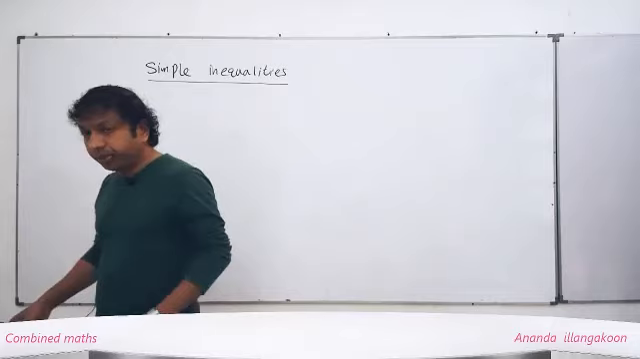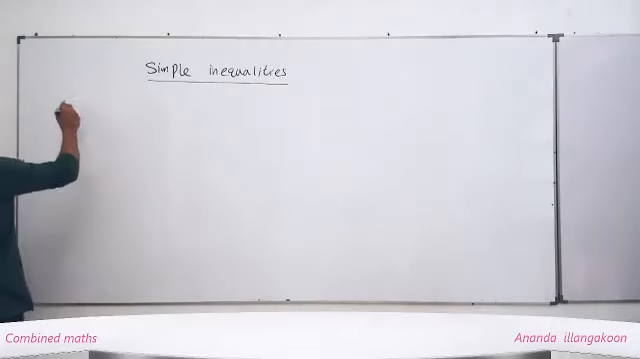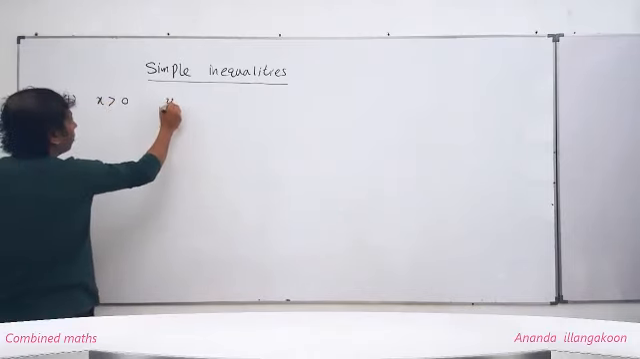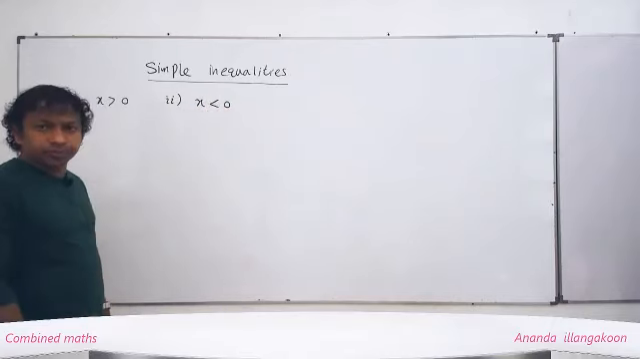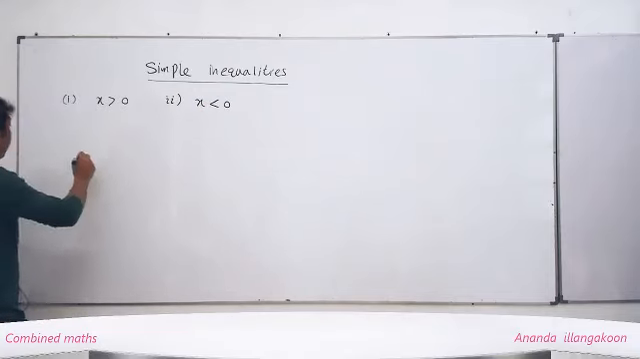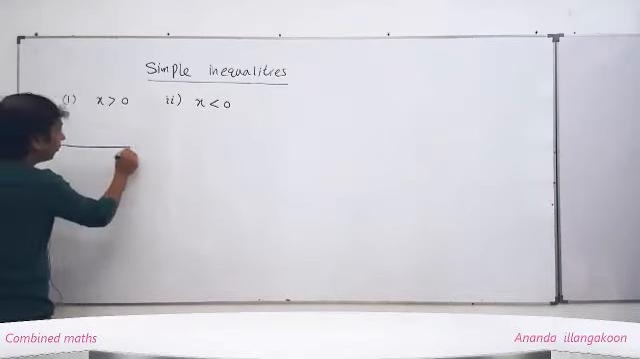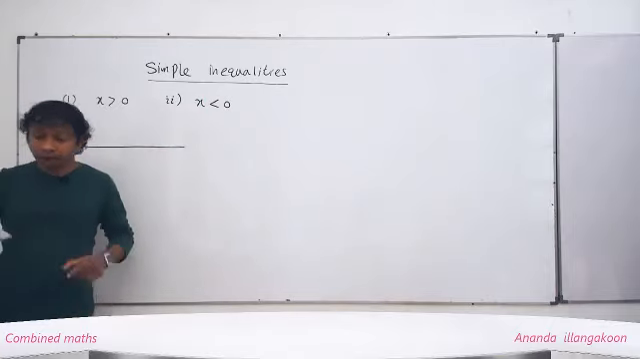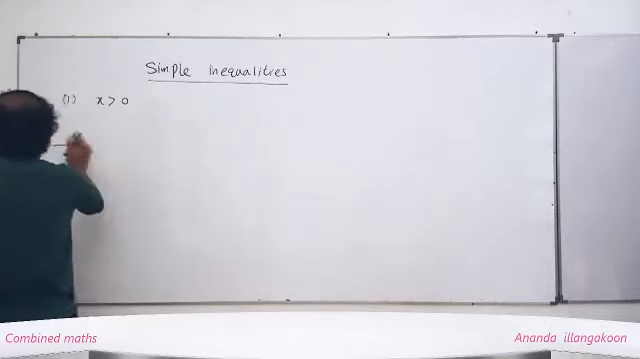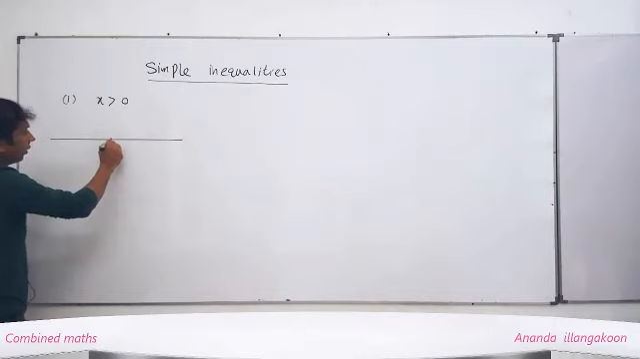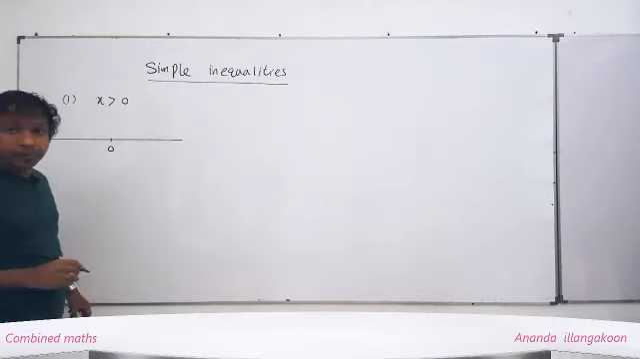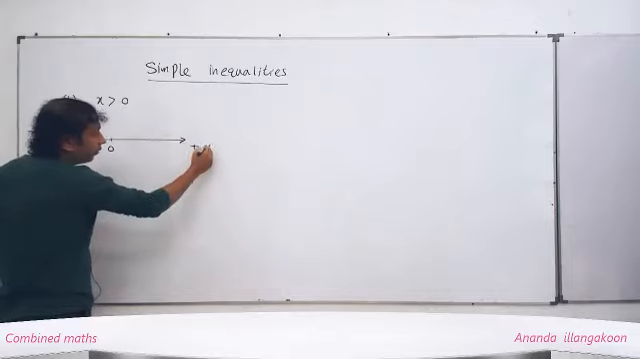Right, people, now the first thing is this. Suppose we are given number 1, x greater than 0, and number 2, x less than 0. People, what do you mean by this? Now I draw the number line this way. At the middle, we have 0. This end goes to plus infinity, and this end goes to negative infinity.